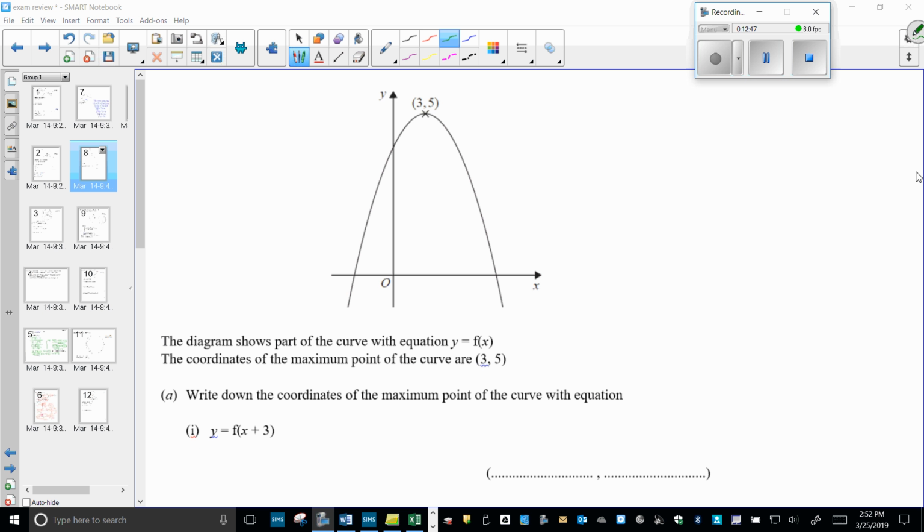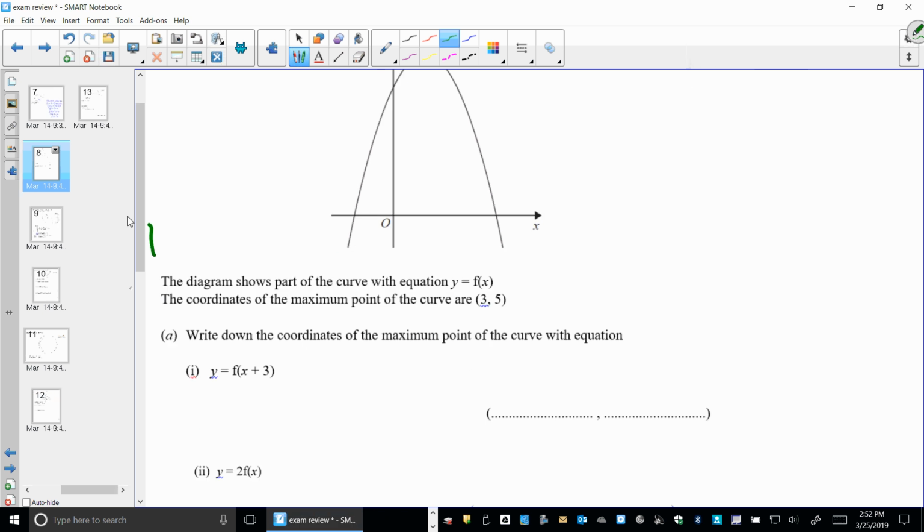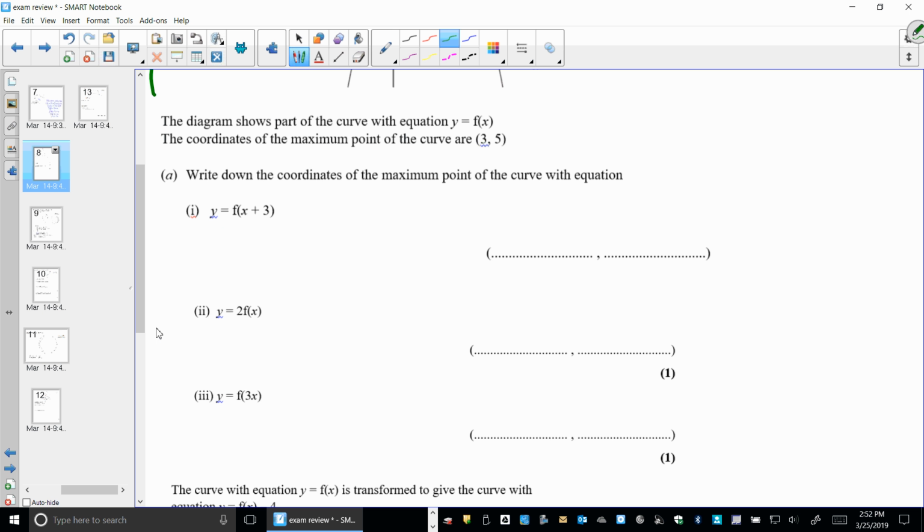Okay, so the diagram shows parts of the curve with the equation y equals f(x). The coordinates of the maximum point are (3, 5). So write down the maximum point of the curve. Okay, so scroll down. For this transformation, since it's a plus 3, I'm pretty sure it shifts to the left by 3, because that's just the rule. So that would change the x coordinate from 3 to 0. So that's (0, 5), because the y coordinate stays the same.